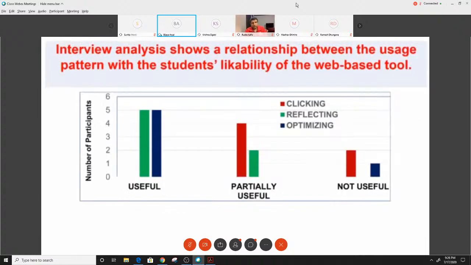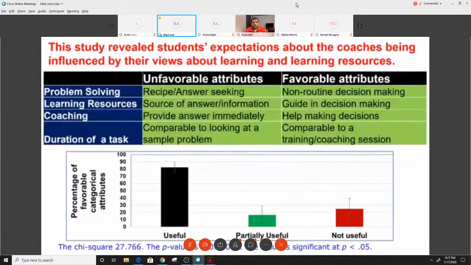And we found that clicking was not useful. I mean, it was not so helpful. Optimizing was helpful, and therefore they found it useful. And one more result is that the favorable categorical attributes were linked to useful. Whenever students say useful, actually they are connected to the favorable attributes.